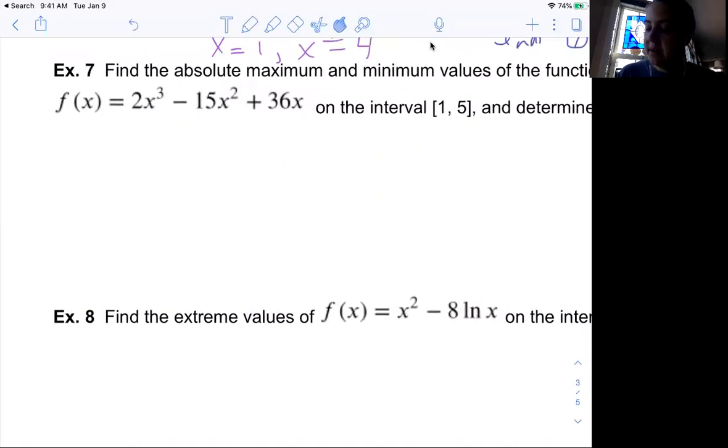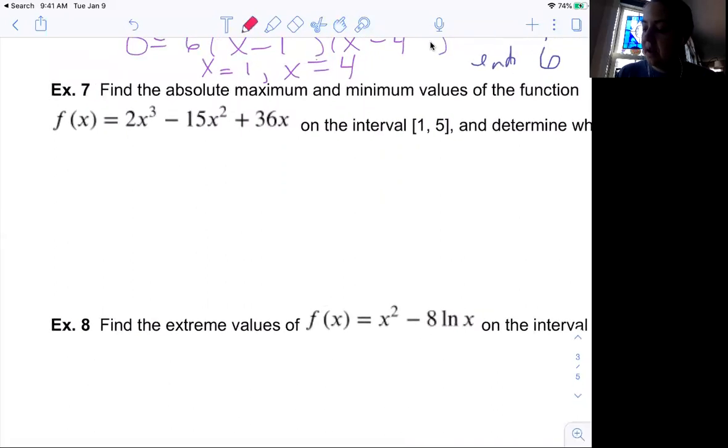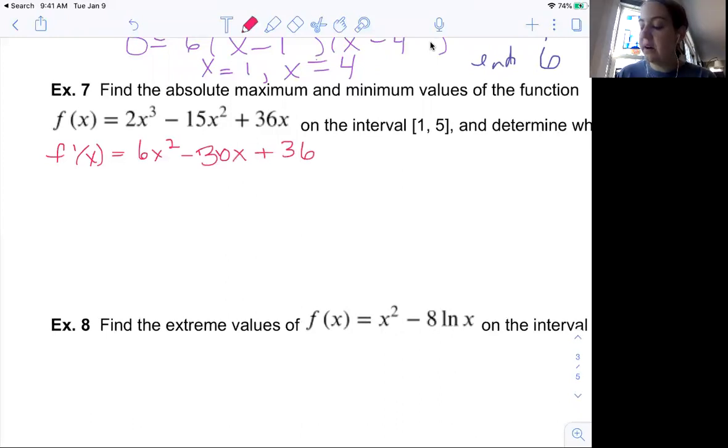I'm trying with this handwriting thing here. So f prime of x is 6x squared minus 30x plus 36. We have our derivative. Now to get the critical points, we set that equal to 0. And I'm going to factor out a 6 in the same step, save myself a little bit of work.